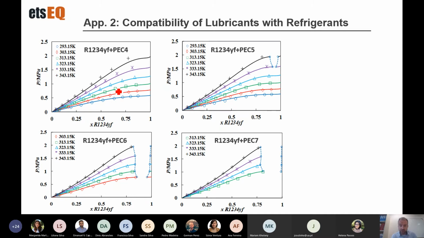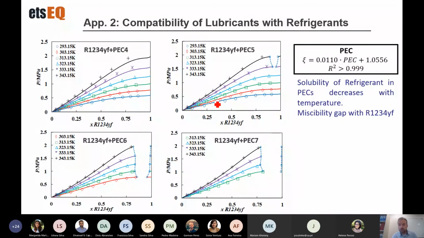And here we found several interesting features. First, when you decrease the temperature, the solubility increases. And secondly, when you increase the chain length of the PEG, immiscibility gaps appear, and they become stronger when you reach PEG 6. Okay, so this is important because this can strongly affect the performance of our system.